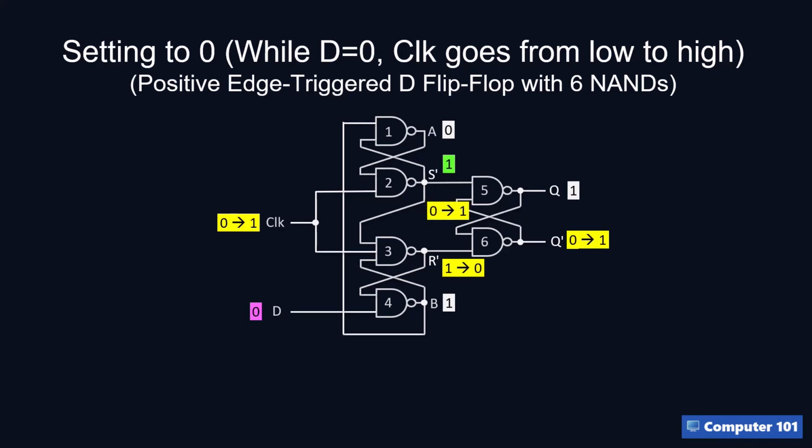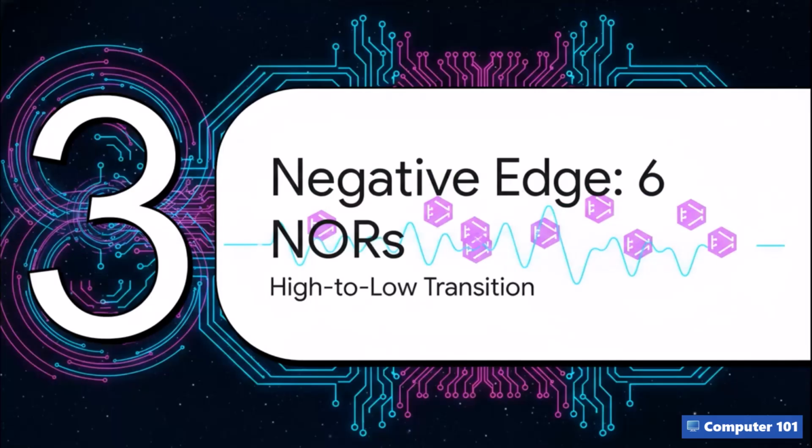Since its upper input S bar is 1, Q becomes 0. The split second that clock hits high, those front gates lock out any further changes from D. They literally capture that exact moment until the next clock cycle. Section 3. Negative edge with 6 NORs.